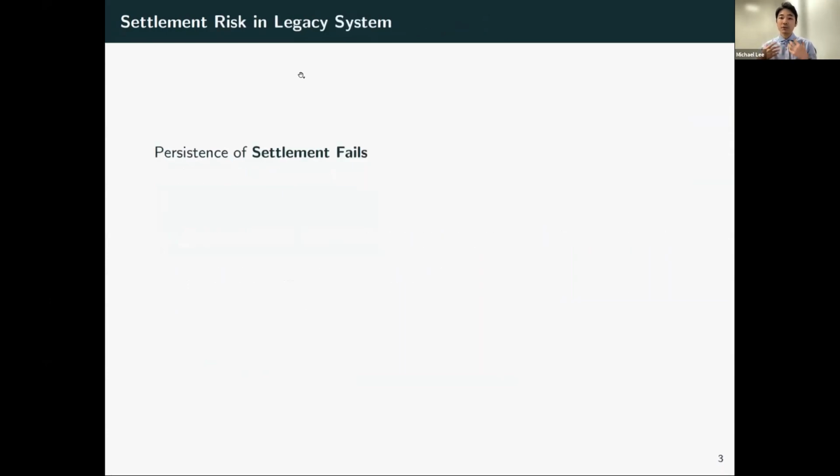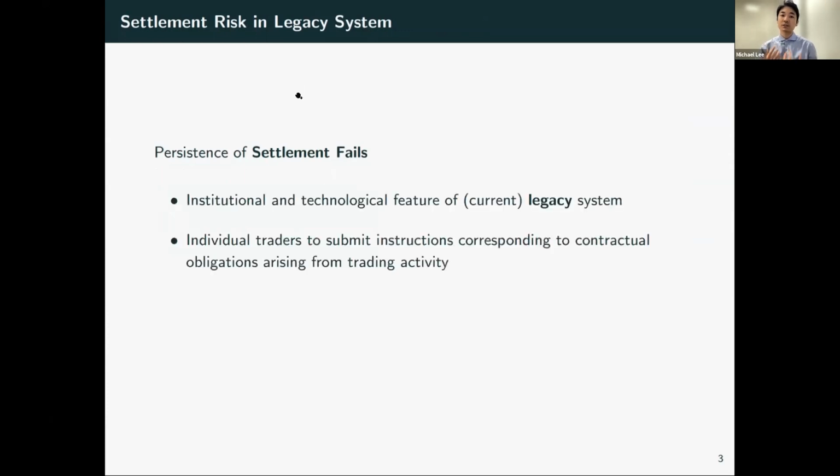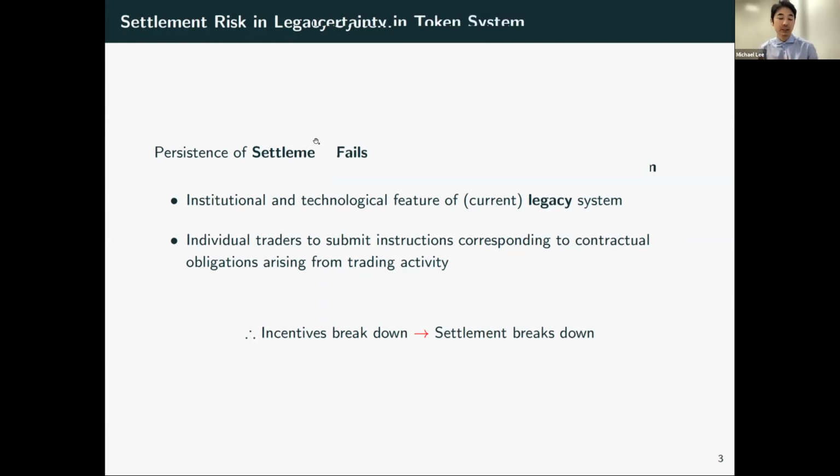So this persistence of settlement fails is actually due to an institutional and technological feature of the current legacy system. It's the fact that in the legacy system, individual traders are responsible for submitting instructions that correspond to their trading activity. A clear consequence of this is that whenever incentives break down, settlement breaks down as well. So this introduces a potential for a DLT-based settlement system to offer a technological solution. I'm going to refer to this as a token system.